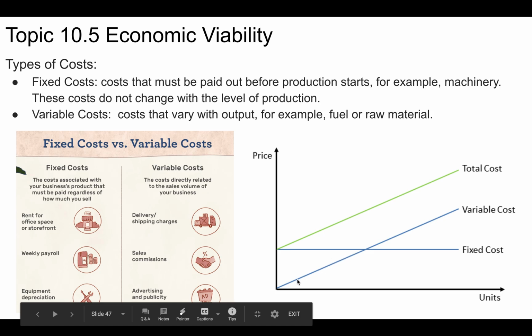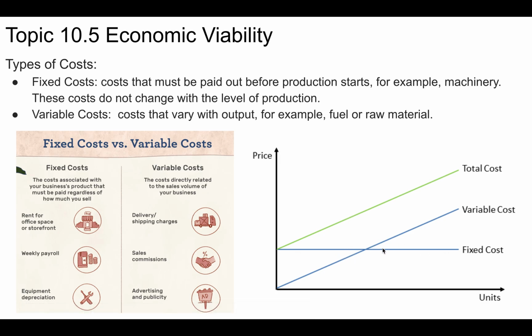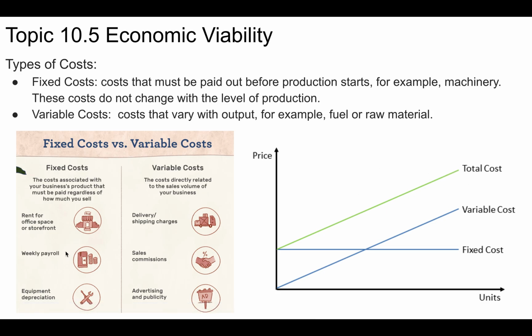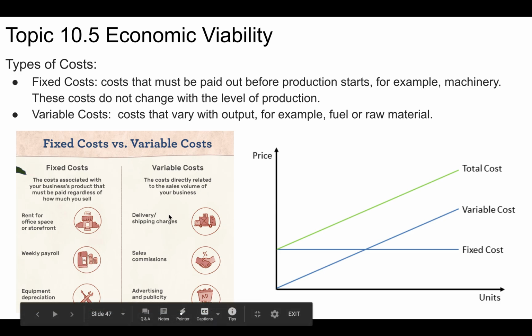And you should notice that the difference between the blue line and the green line is actually the same all the way across, right? So what you're doing is adding the fixed cost to the variable cost to get the total cost. And because your fixed costs stay the same, the variable cost and total cost just increase by the same amount every time. Okay, and here's some examples of fixed costs, right? Your payroll is fixed costs, your equipment depreciation, delivery, and sales commissions and advertising. These are all variable costs.